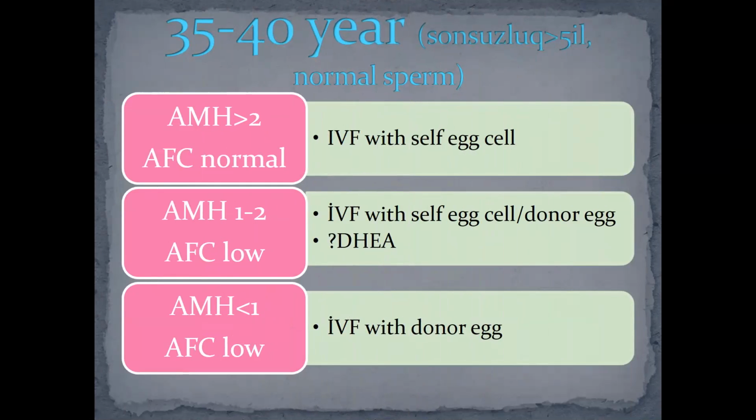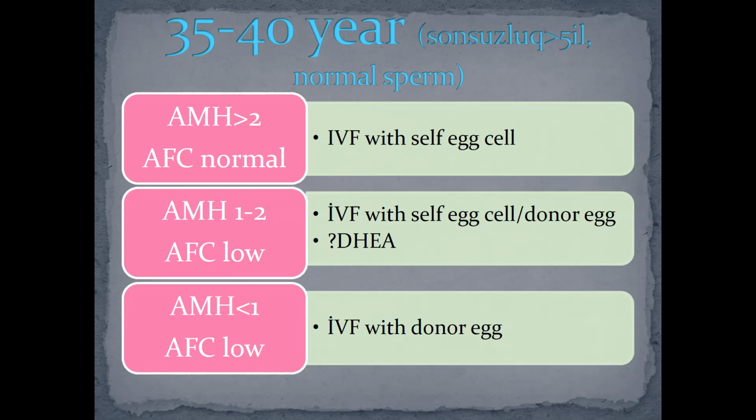If the woman is aged 35 to 40 years with normal sperm analysis and the duration of infertility more than 5 years, we check anti-Müllerian hormone. If it's more than 2 and antral follicle count normal, we recommend IVF with own eggs. If anti-Müllerian hormone is 1 to 2 and a very low count of antral follicles, we recommend IVF with own eggs or donor egg.